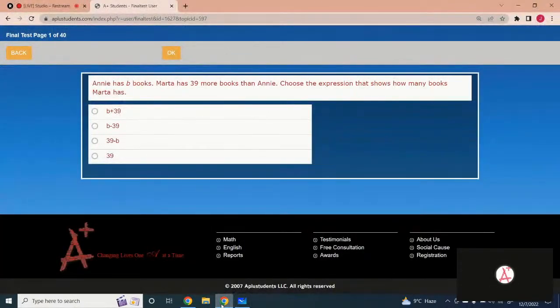Okay, let me read the first question. Annie has B books. Martha has 39 more books than Annie. Which expression shows how many books Martha has? So which option is the correct one? The first, second, third, or fourth? Annie has B, but Martha has 39 more books than Annie. So you have to choose the expression that shows how many books Martha has.